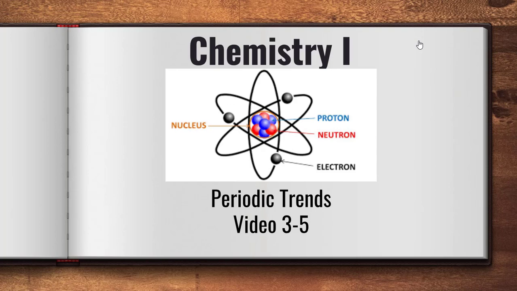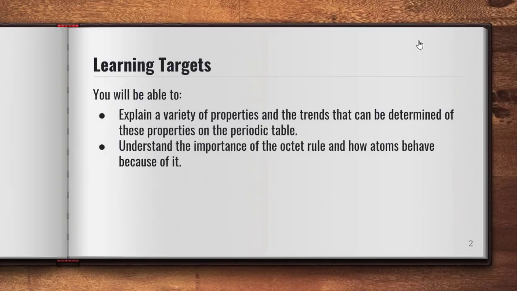Welcome back, folks. Today we're going to focus on periodic trends. As we mentioned before on the periodic table, there are lots of really unique trends that we can see based on the design of the periodic table. We're going to take a look at some of those in depth today and what those mean for chemical bonding and things like that. So our learning targets today: hopefully we will be able to explain a variety of properties and the trends that can be determined from these properties on the periodic table. And also, something we maybe should have discussed a little bit earlier, understand the importance of the Octet Rule and how atoms behave because of it.